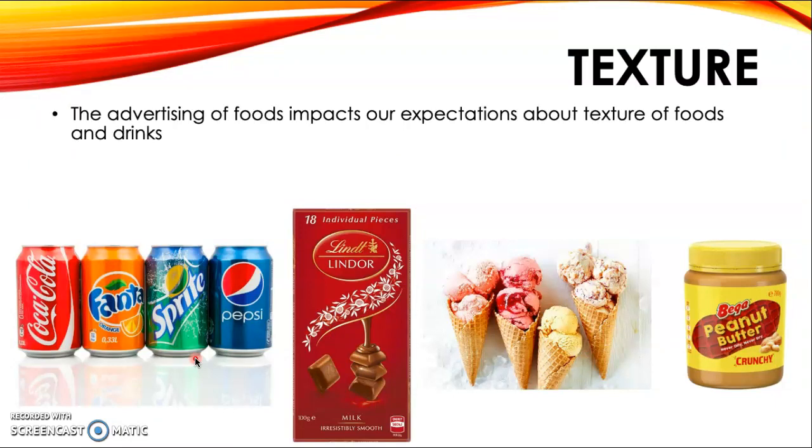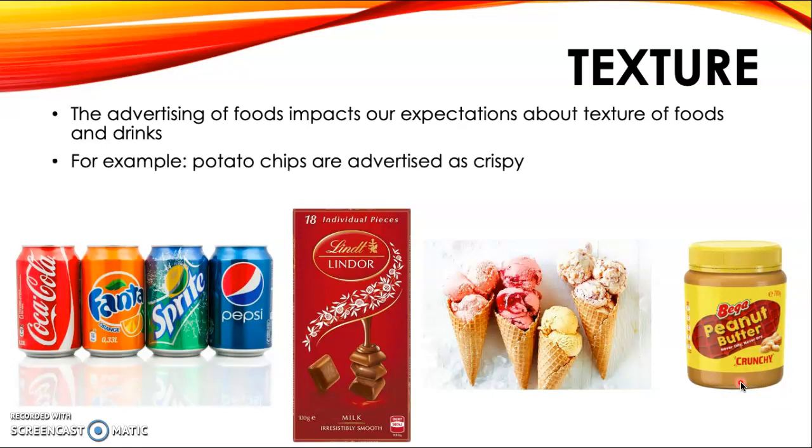So advertising of food impacts our expectations about the texture of foods as well. You expect a can to be cold because advertising usually has drips of condensation on the outside. Lint, you can see that smooth flow going on top, so you expect it to be a smooth texture. Peanut butter, crunchy. Right? You're expecting to have bits of nuts in that. And if it's not that, you're not going to enjoy it as much.